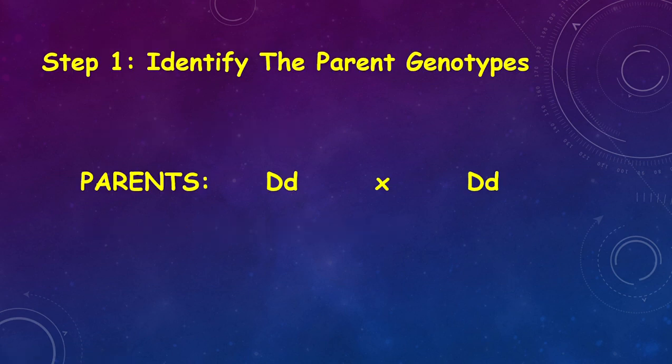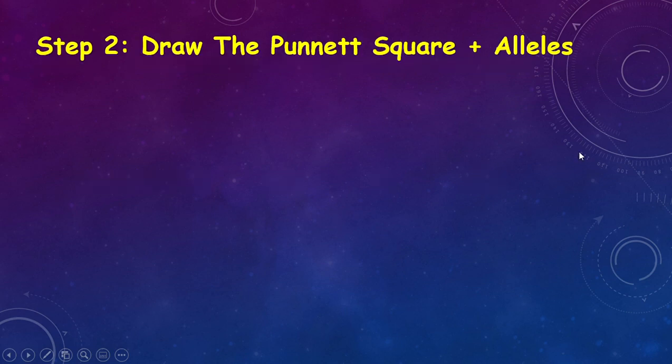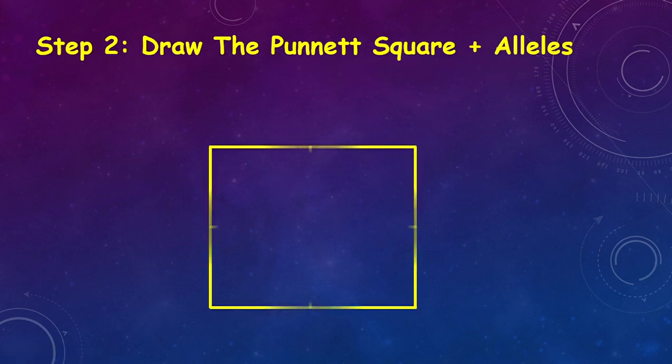So step 1, identify the parent genotypes. In this instance, I would write the parents are capital D little d crossed with capital D little d. How did I get that? Well, I know that both of the parents are carriers. I know they are both heterozygous. So that's how I know that these two are both that. Nice and easy. Step 2, draw the Punnett square and then draw the alleles.